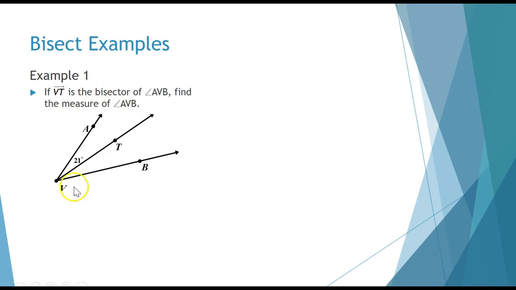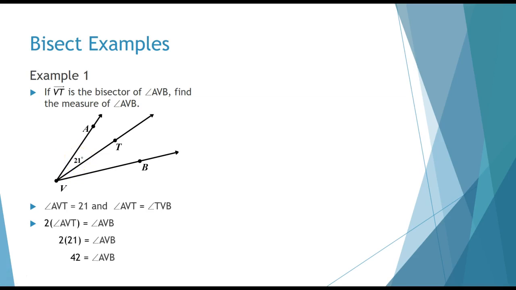Let's take a look at our first example. If VT is the angle bisector of the giant angle, then find the measure of the giant angle. Since we know only one of the little parts, and we know that both of those parts are the same, it will take two of the 21 degrees to equal the giant angle, or 42 equals angle AVB, or the measure of angle AVB is 42 degrees.